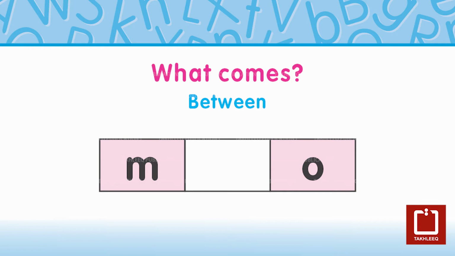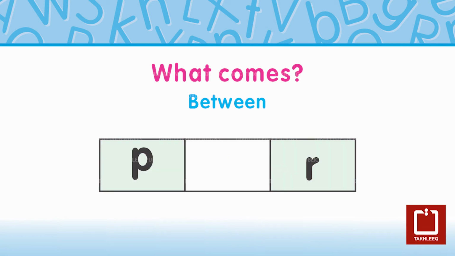What comes between M and O? First we say M, then N and O. M, N, O. N comes between M and O. So we write here N.